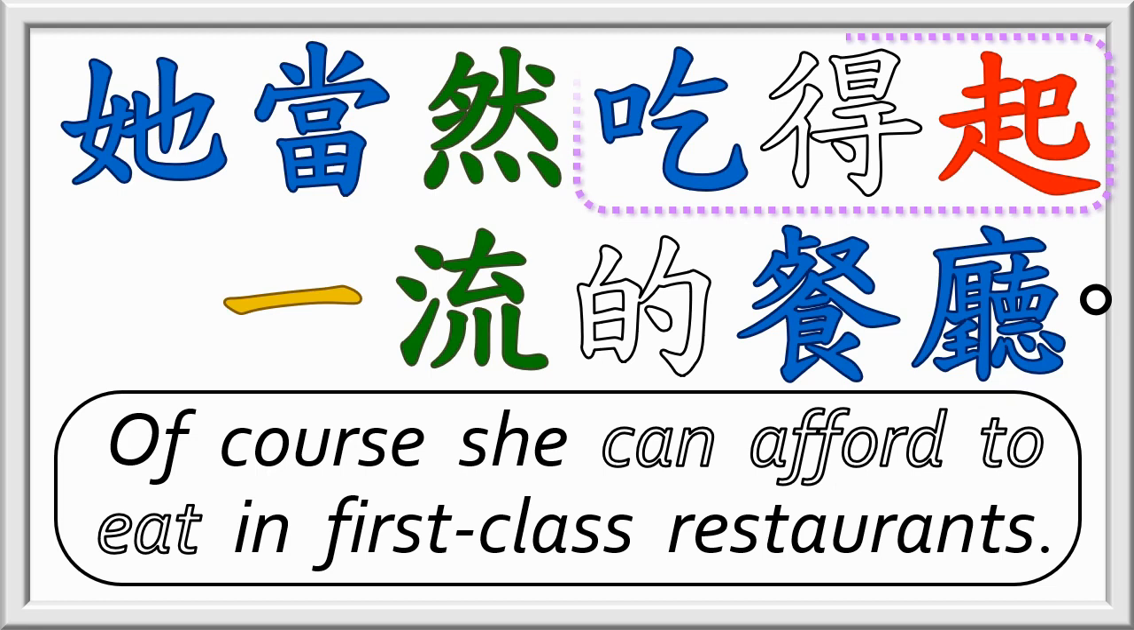These next four sentences still carry the connotation of beginning an action. But the addition of 得 or 不 implies the possibility or impossibility of success. 来 is never added. These four examples are usually translated by the English word to afford, either monetarily or otherwise. 她当然吃得起一流的餐厅。 Of course, she can afford to eat in first-class restaurants. In other words, she can rise to the income level necessary to eat there.